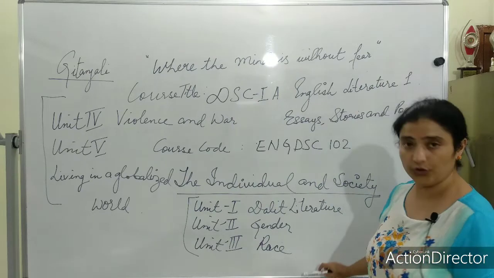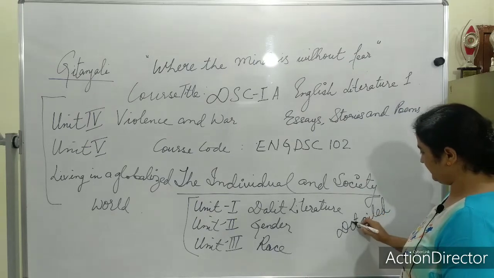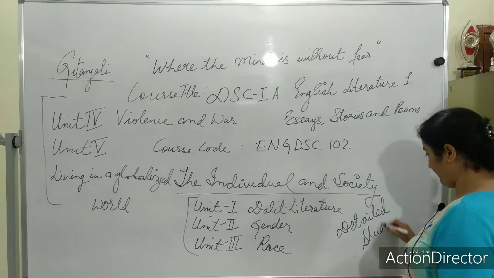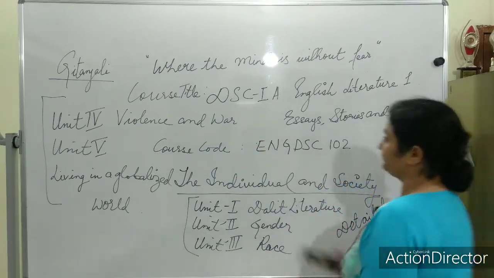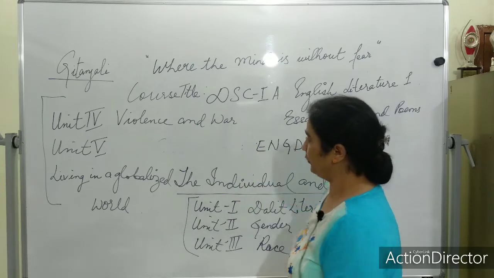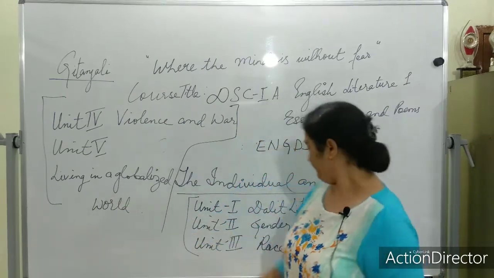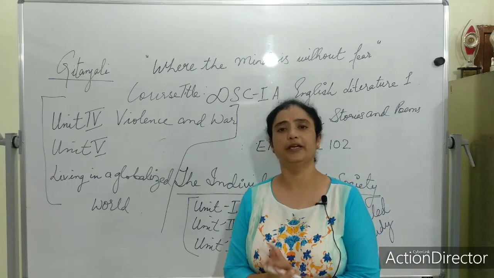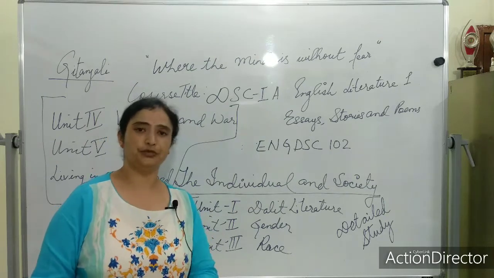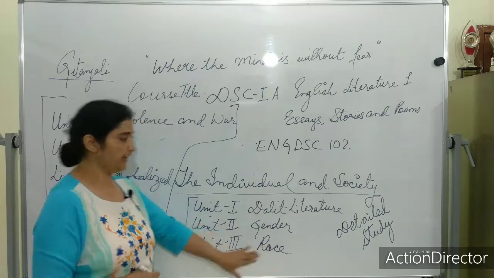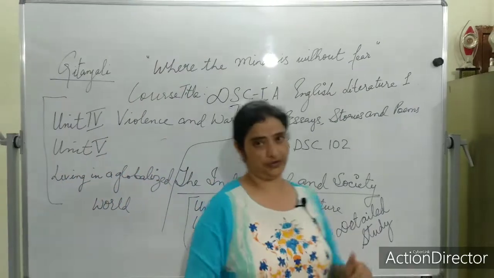That these 3 units, first 3 units are for detailed study. Now what is detailed study? Violence and war and living in a globalized world, these 2 units are non-detailed. Detailed simply means that for the essays, stories and poems in these units, you will be getting reference to the context from these 3 units, and from these 2 units, Unit 4 and Unit 5, you will only be getting questions.